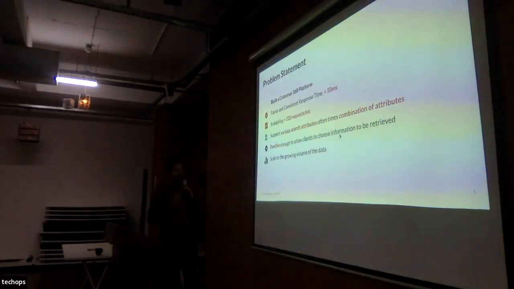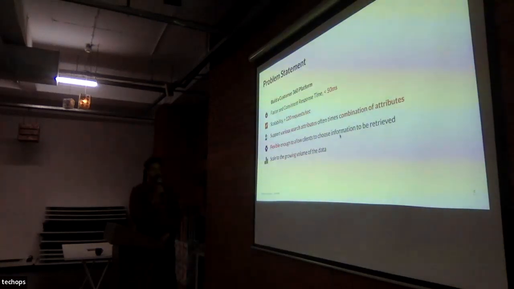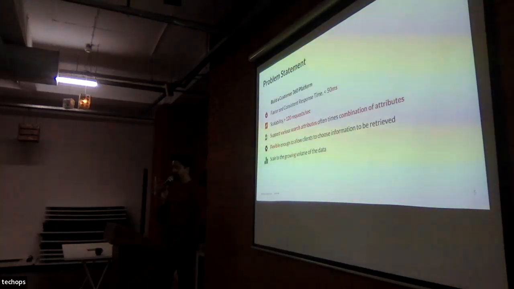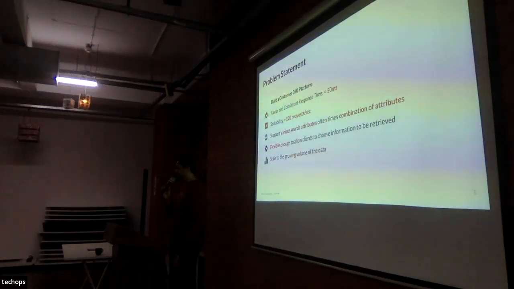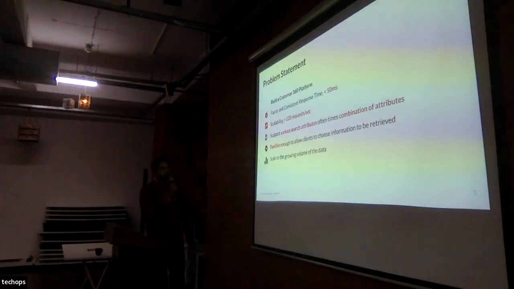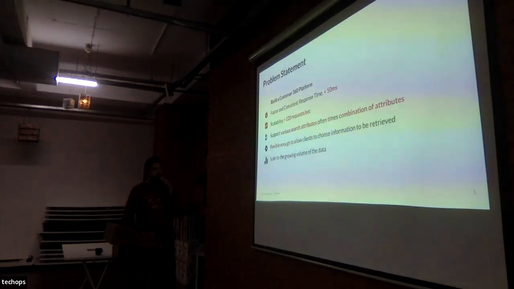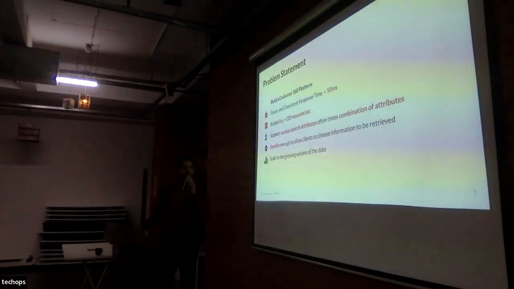So this is about our use case, some of the goals which we had defined when we started building this. So we wanted to build a system, customer 360 platform, where the API response time would be consistent and it would be less than 50 milliseconds, right? In terms of scalability, as of now, we were looking at 120 requests per second, and this was going to grow. We also wanted an API which would be able to support various search attributes and also combination of attributes.